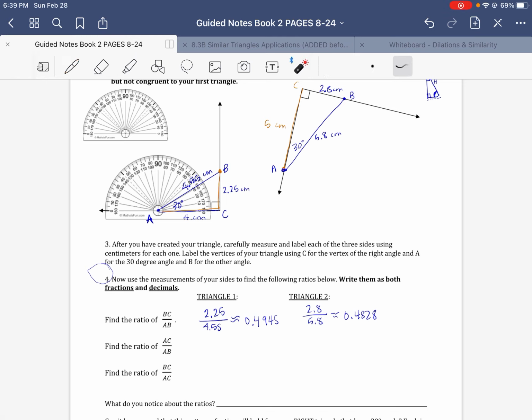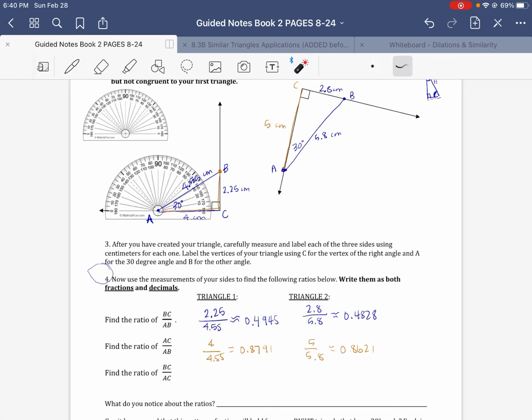So ratio A to C, so if I look at my triangle 1, I'm taking A to C, which is 4 centimeters, and putting over A to B, which was 4.55. So this is 4 over 4.55, which again, if we put in the calculator, is about 0.8791. If we do the same thing with the next triangle, A to C is here, 5 over 5.8, which is approximately 0.8621.